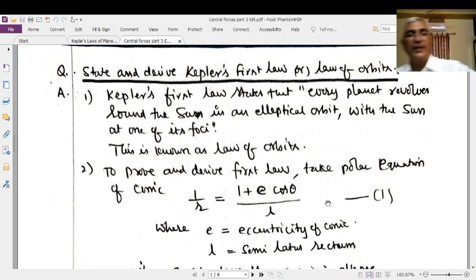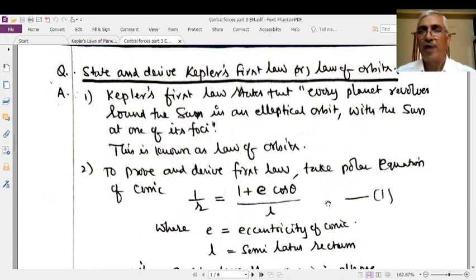Now, we will go for the statement and derivation, or the proof, of Kepler's first law. Already shown in the diagram. Kepler's first law states that every planet revolves around the sun in an elliptical orbit with the sun at one of the foci. This is known as the law of orbit. Then, what is the essence of the first law? The essence of the first law is that orbits of the planets are elliptical orbits.